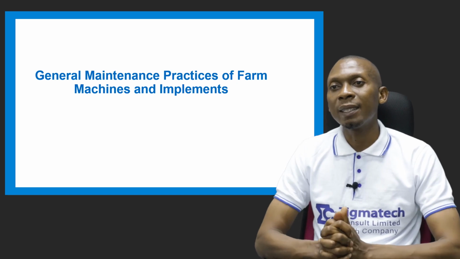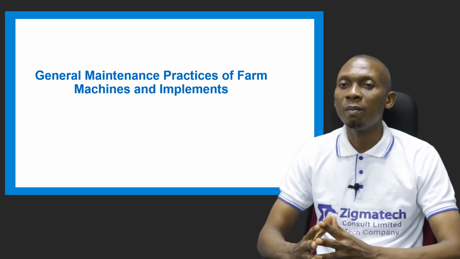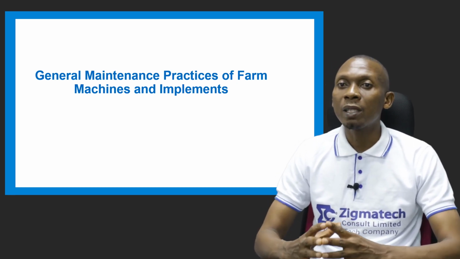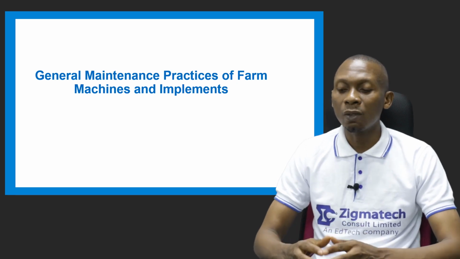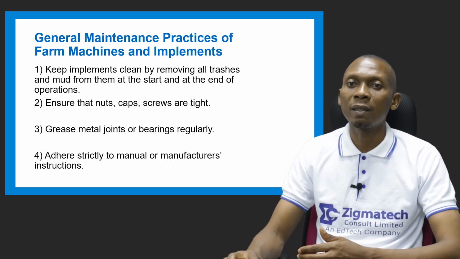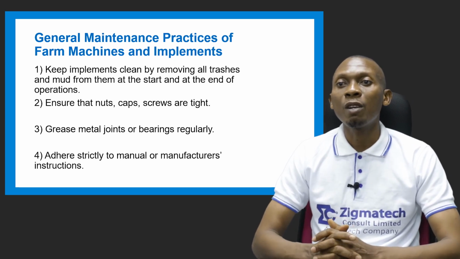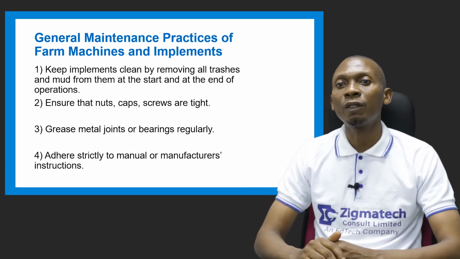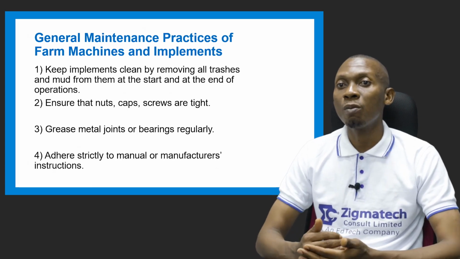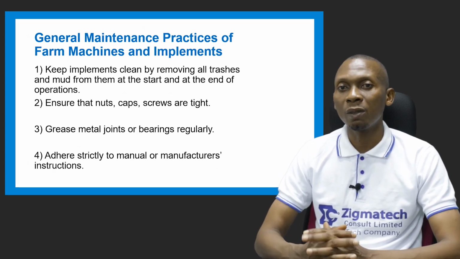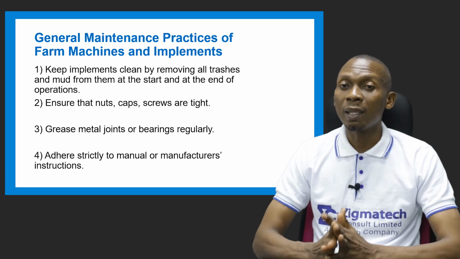Let's look at the general maintenance practices of our farm machines and implements. Our farm machines and implements need to be maintained. So what are the general maintenance practices? One, you should keep all implements clean by removing all trash and mud from them at the start, that's before you make use of them, and at the end of the operations. Ensure that the implements are kept clean.